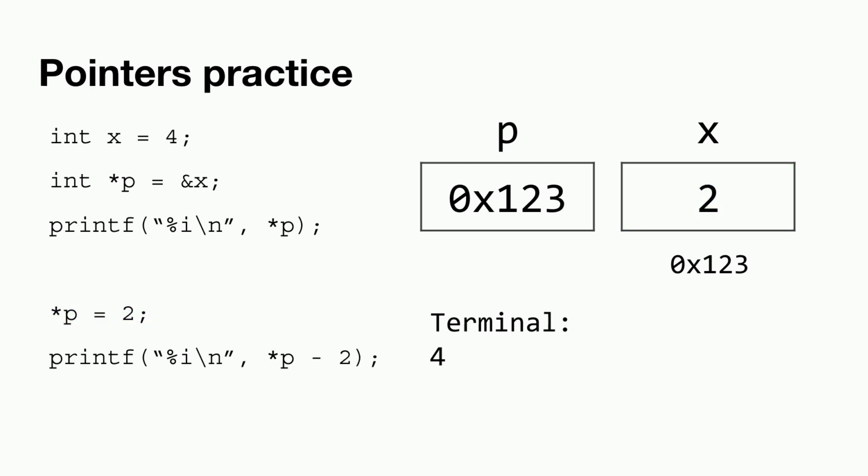Now, if we wanted to printf star p minus 2, what would that be? What is the value that we're going to see in the terminal now? Exactly, it will be 0, right? Because the new value that I have in x is 2. I am subtracting 2, so I'm printing out 0 in the terminal.